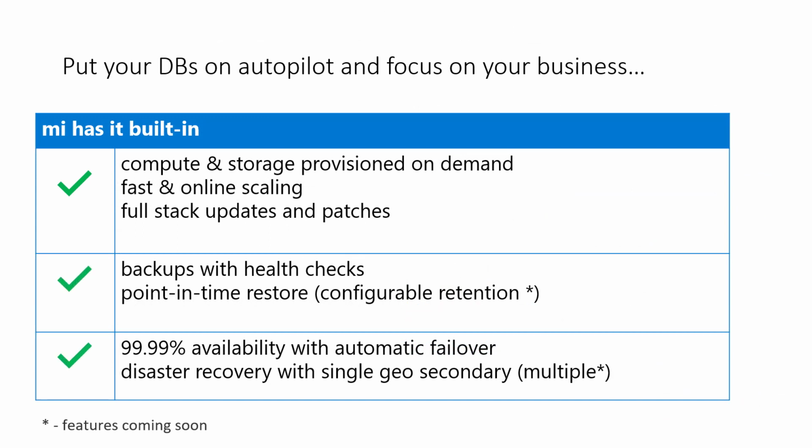All of the compute and storage is provisioned on demand. You have fast and online scaling, so if you need more power, it's available to you. Microsoft handles the updates and patches. You get backups with health check and point-in-time restore, so you can configure your point-in-time restore to, I think, past years, right? And definitely weeks and months in the UI. I'm trying to think back on the UI. You have 99.99% availability, and you have disaster recovery with a single geo secondary, but there's also multiple in business critical.